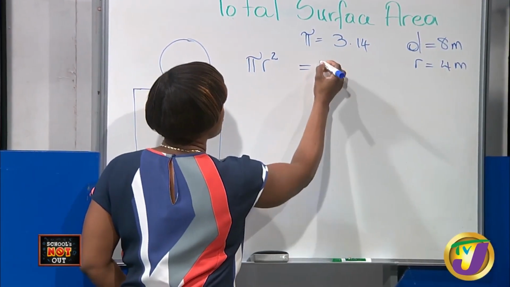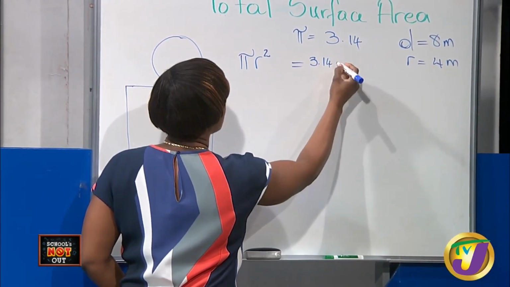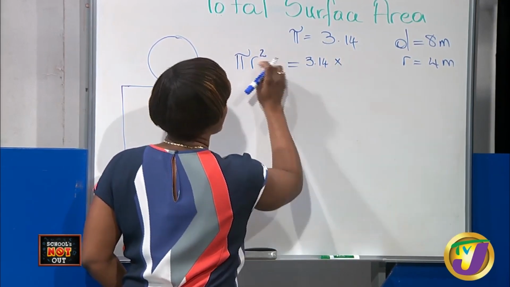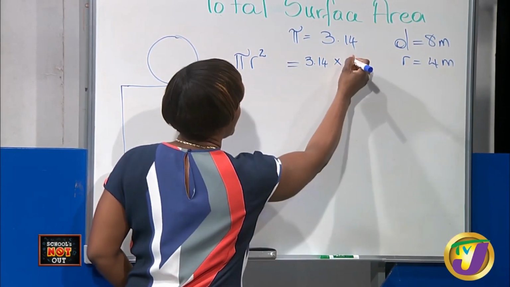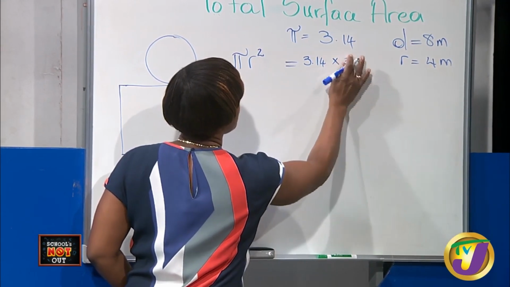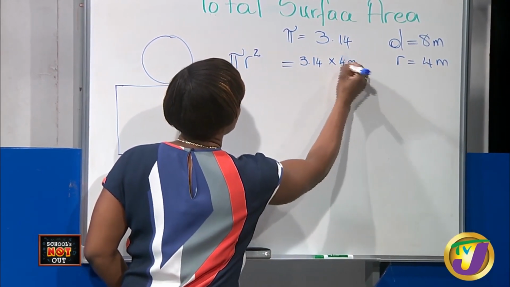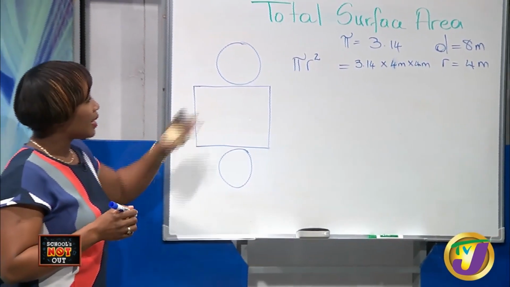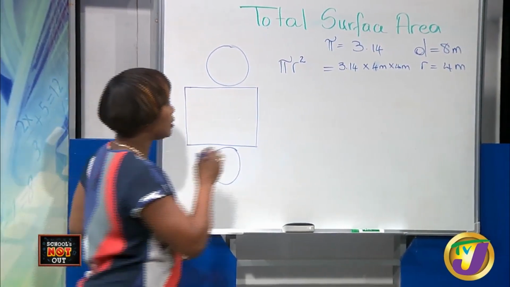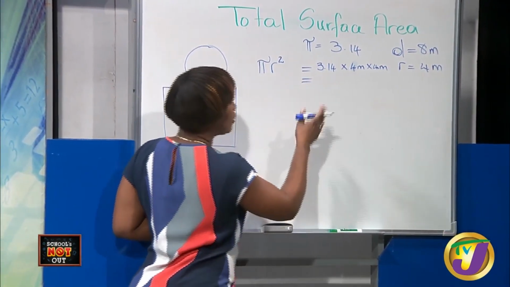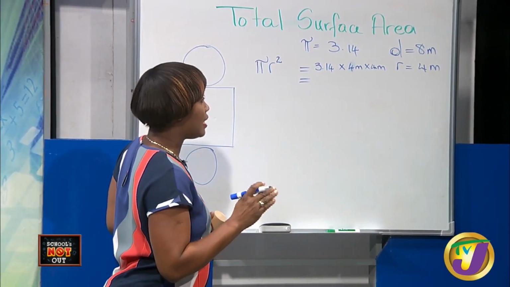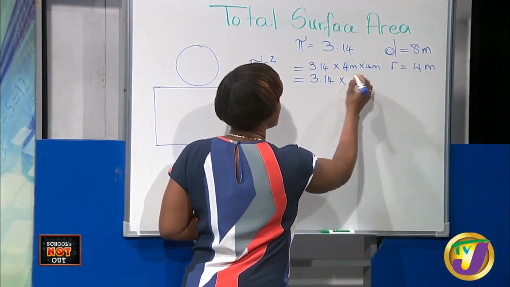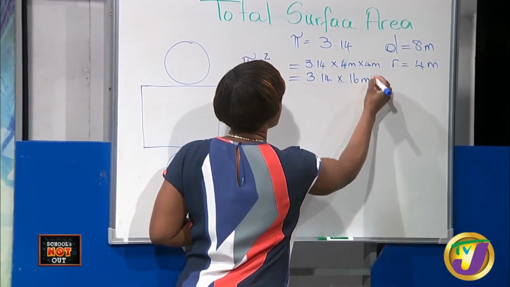Great. So let's substitute. We'd have 3.14 for pi, and we'd have to multiply the radius by itself because that's what that square means. So we'd have 4 meters multiplied by 4 meters. That is how we find the area of the circle. What would that work out to be? We know 4 times 4 is 16, so this would be 16 meters squared.